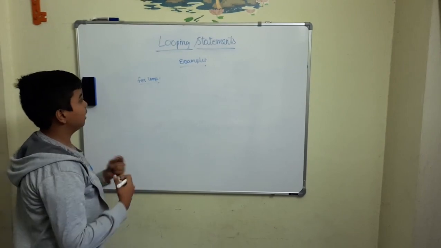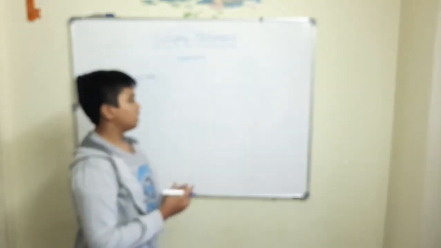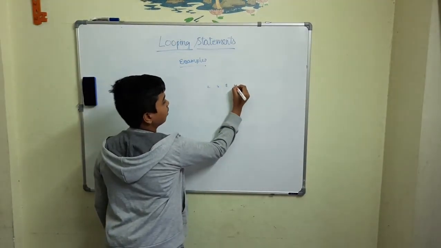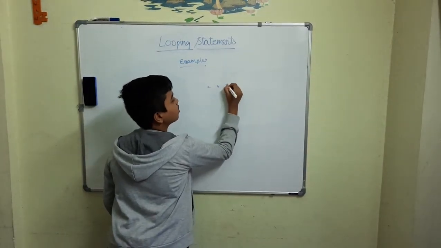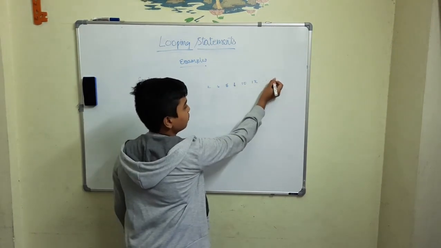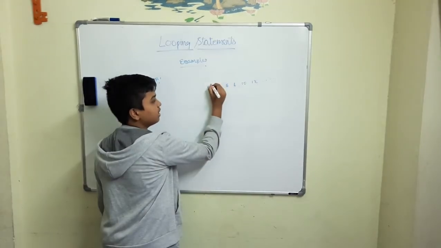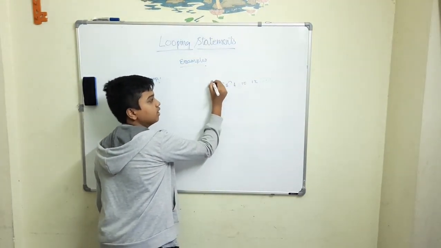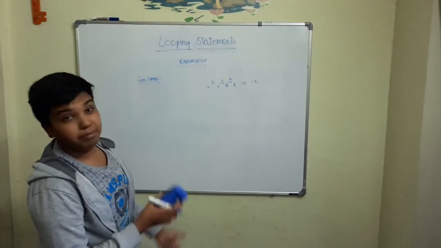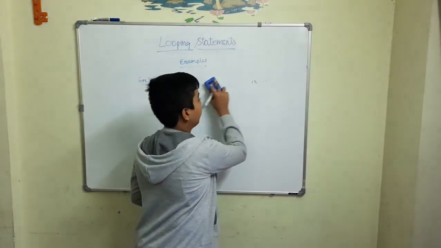Firstly, we need to find the similarity between multiples of 2: 2, 4, 6, 8, 10, 12, continuous. The difference between these multiples is always 2. So now we know, it makes it a lot easier. And we were asked to print the multiples of 2 up till 20. So that's easy now.